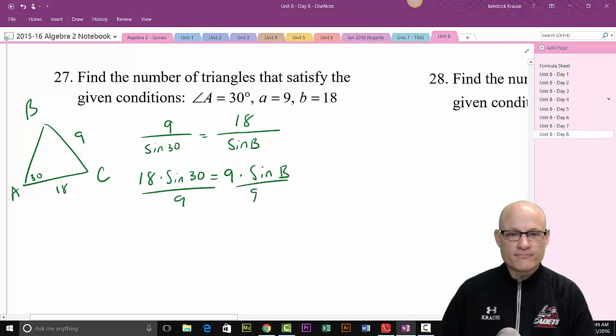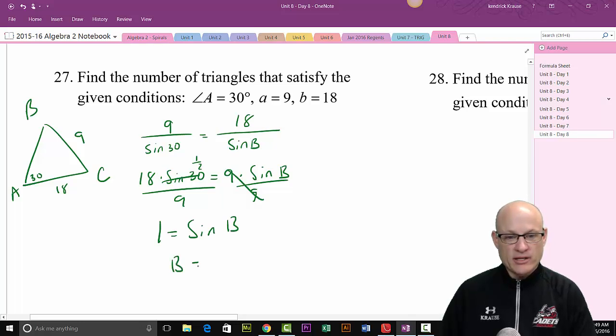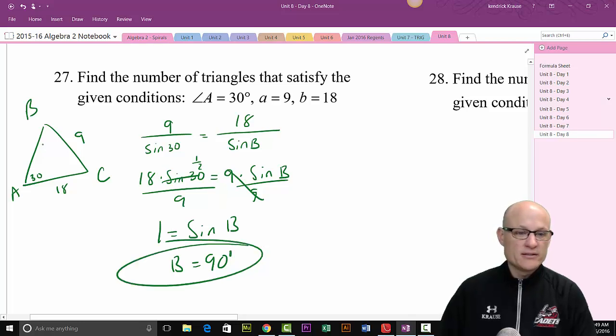So, by the way, sine of 30 is just a half. So 18 times a half is 9. 9 divided by 9 is 1. So you end up with sine of B is equal to 1. Well, that means B has to be 90 degrees. If B is 90, so I would go 90, 30, that's 120.